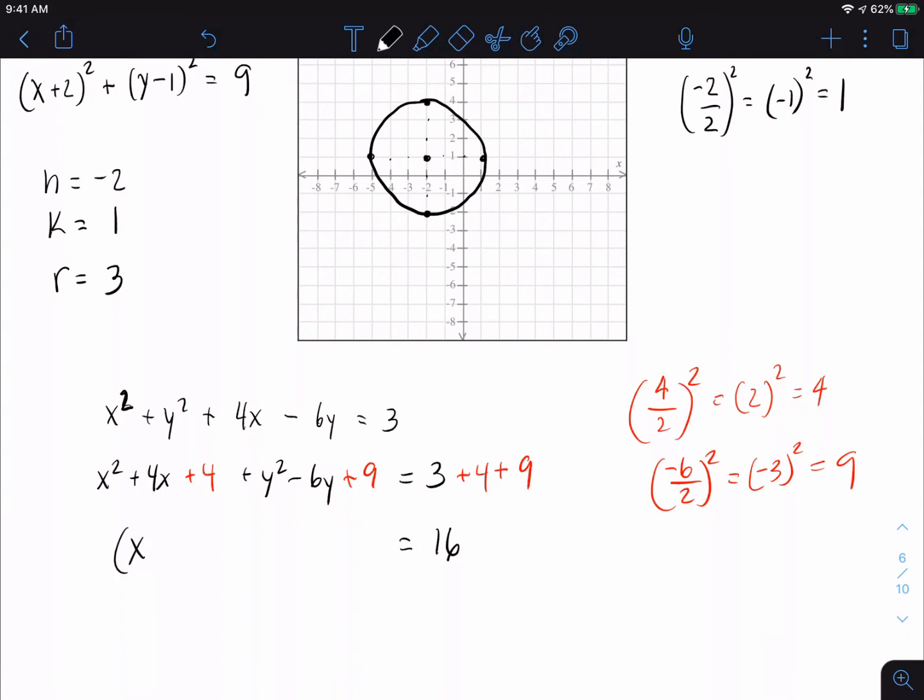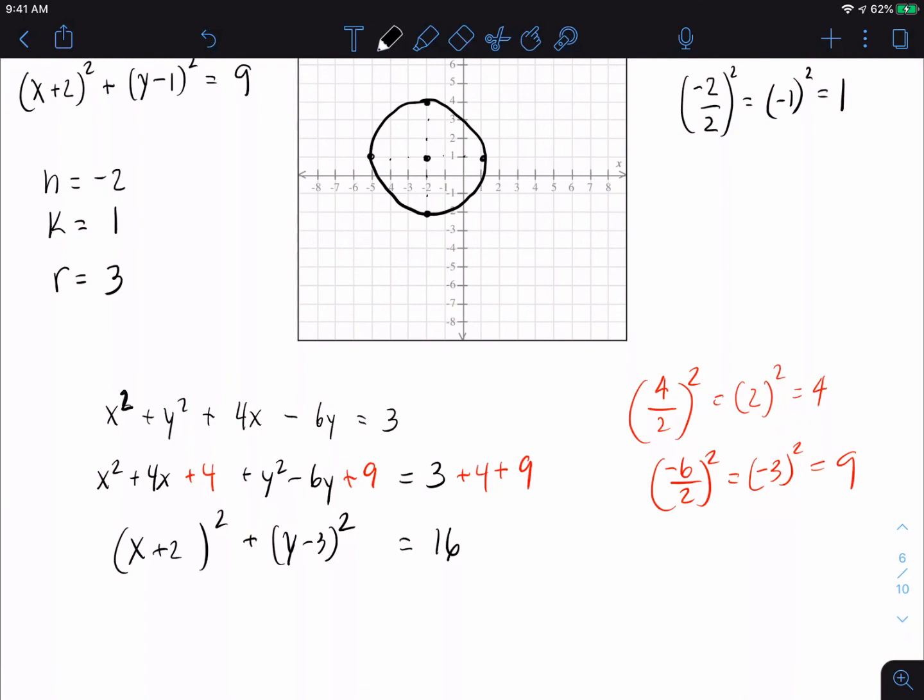It's going to be (x + something) squared. What number is this, right here? 4. No, without the square. 2. Plus 2. What's this number without squaring? Negative 3. Before you square it, those are going to be your h and k. Always. Does that make sense what I'm saying?